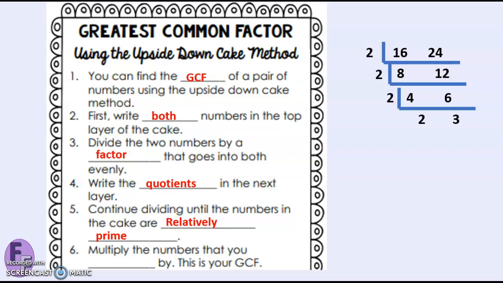The next step is to multiply the numbers that you divided by. This is your GCF. The numbers you divided by are down the left-hand side. You multiply them together, and that will give you your greatest common factor.